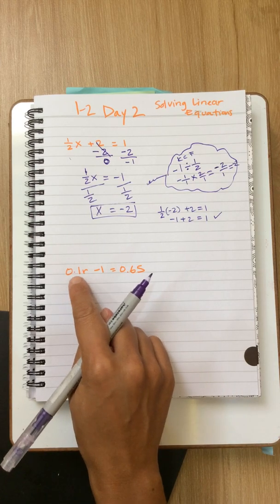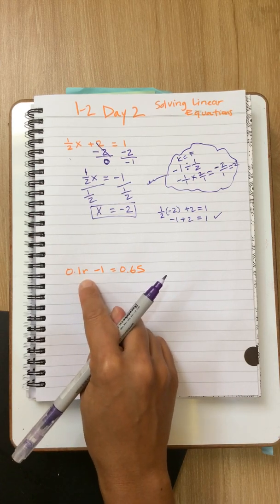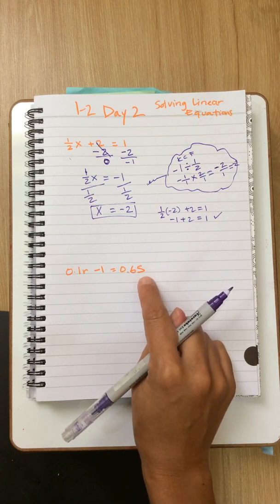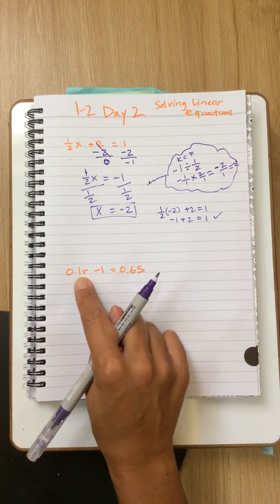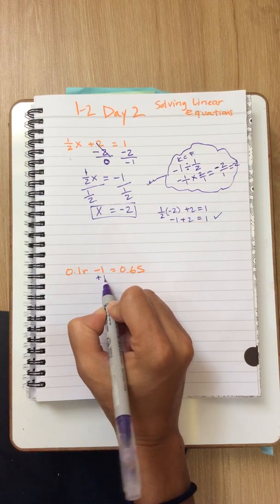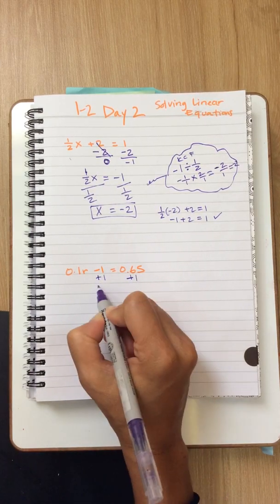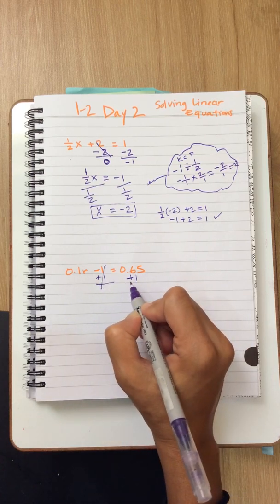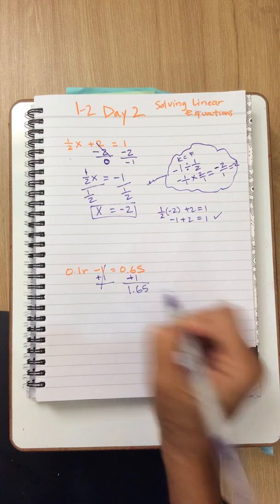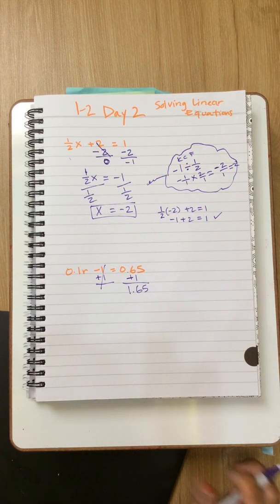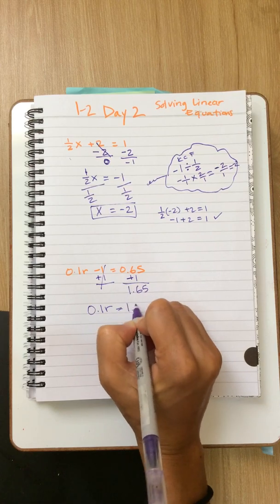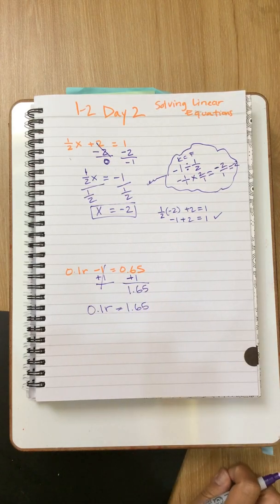So this one says 0.1 r, or 1/10 r, minus 1 equals 0.65, or 65 hundredths. So we need to solve for r. So the first thing we do is get rid of this minus 1. Well, I know if I add 1, I get 0, and that's my goal here. It's gone. Okay, 1 plus 0.65. Hopefully you guys can see that that's just 1.65, right? So now what do I have left? I have 0.1r equals 1.65.